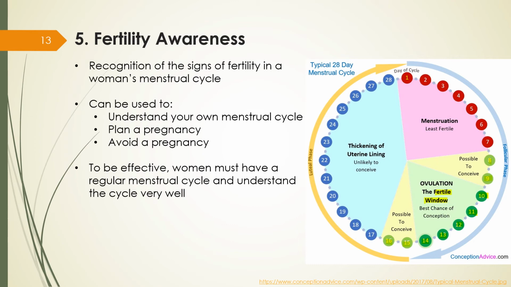To be effective in avoiding pregnancy, women must have a regular menstrual cycle. What does that mean? That you always have your menstrual cycle in the same period of time every month. For example, 28 days, then after 28 again. So you should have a very regular menstrual cycle. It's not recommended for adolescents, for example, because their menstrual cycles are usually very irregular. So it's not recommended at all.